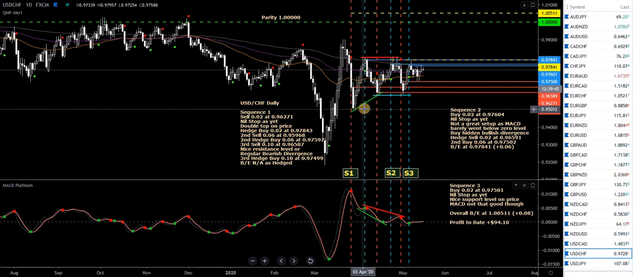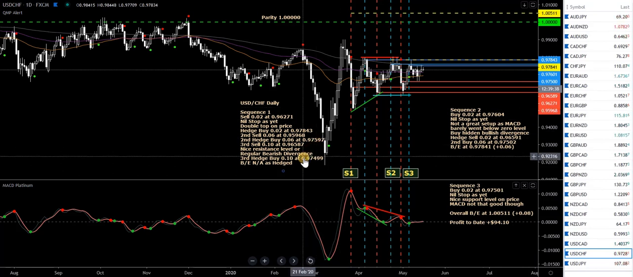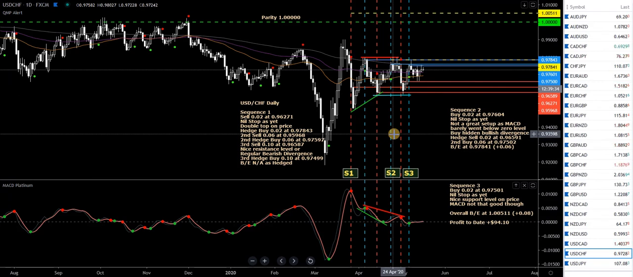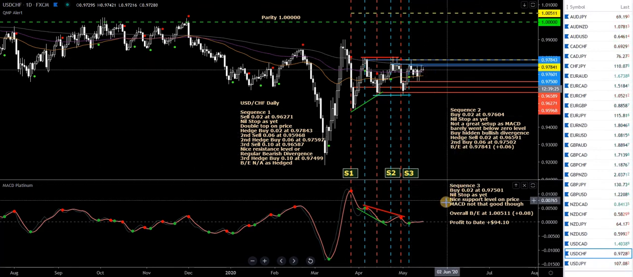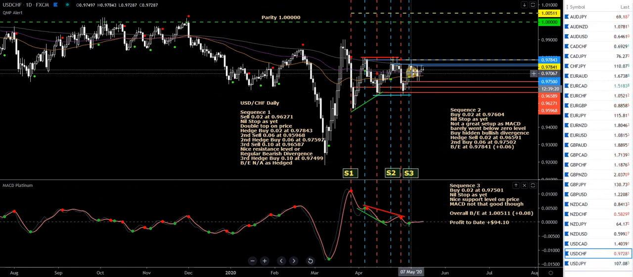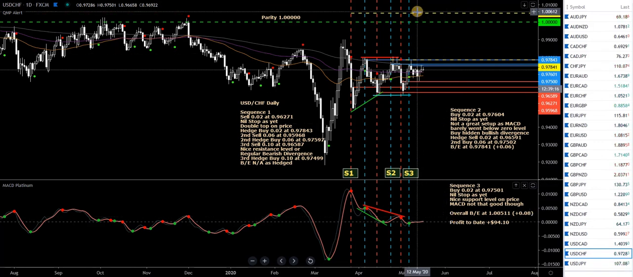Sequence one: sell, buy, sell, buy, sell, buy. Sequence two is a buy, sell, buy with a break even up here. Sequence three is a buy, just a buy, and it's going nowhere. Overall break evens all the way up here for all trades, which is ridiculous. Not going to make it up there.